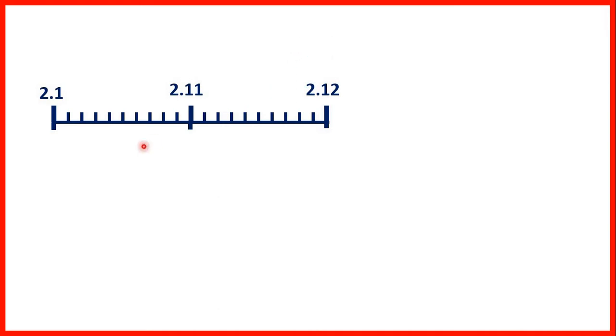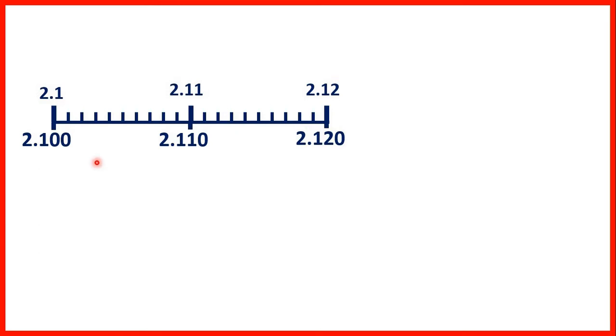2.119. Again, what we could have done was change the labelled values so that they all have 3 decimal places. So instead of 2.1, we can write 2.100, because putting zeros on the end of a decimal number doesn't change the value of that number. For 2.11, we could have written 2.110, so again, we've got 3 digits after the decimal point, and then we could have put a 0 on the end of 2.12.